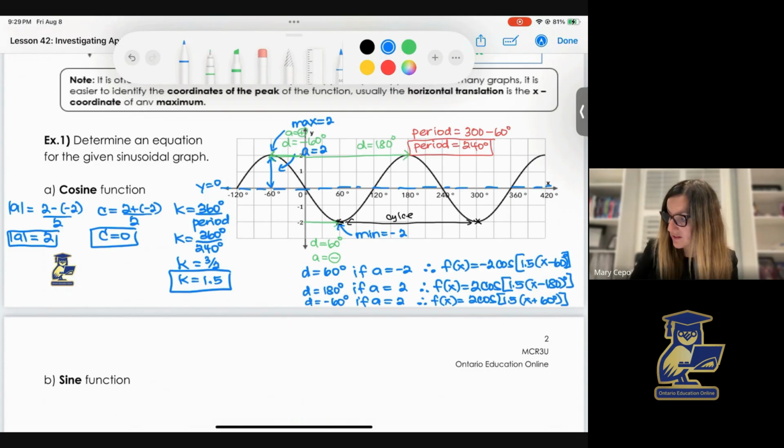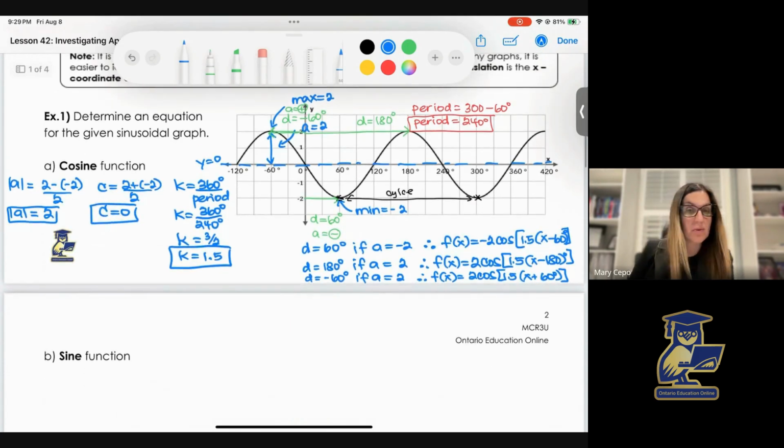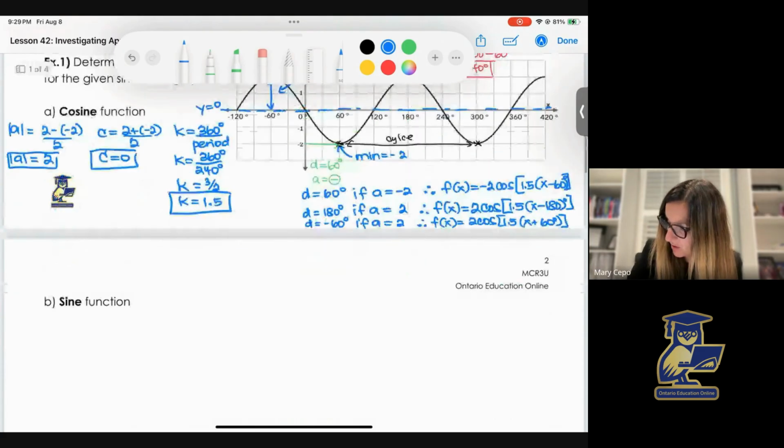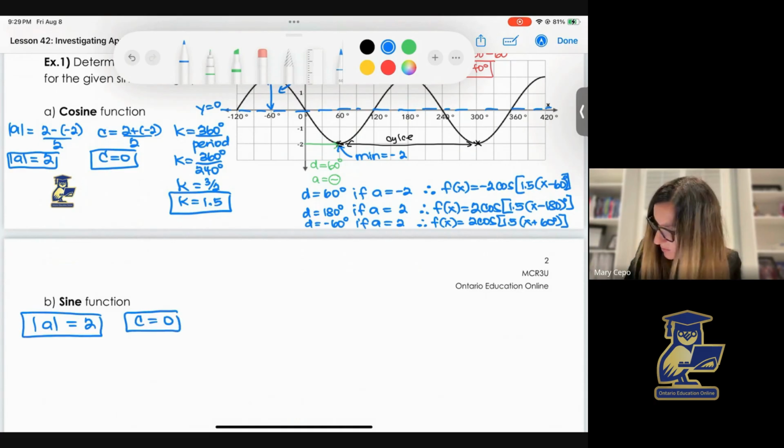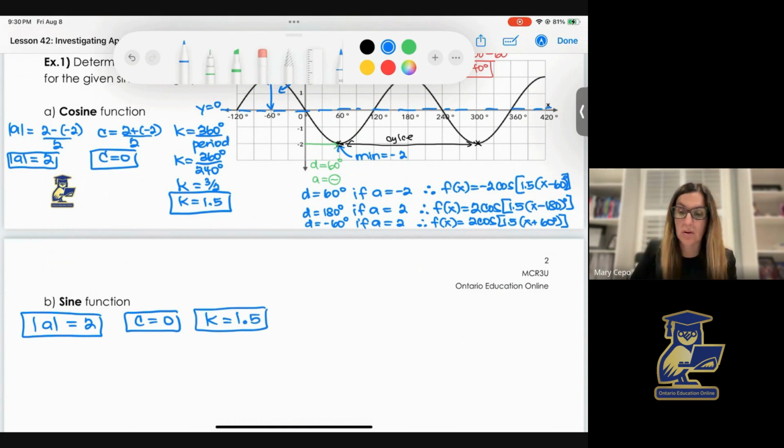All right, now let's look at the exact same graph, and this time for the sine function. So we already know a and c would be the same, so we don't have to show the calculations. A is equal to 2, c is equal to 0, k is equal to 1.5. So those don't change. The only difference will be what our d values would be if we're using the sine function.